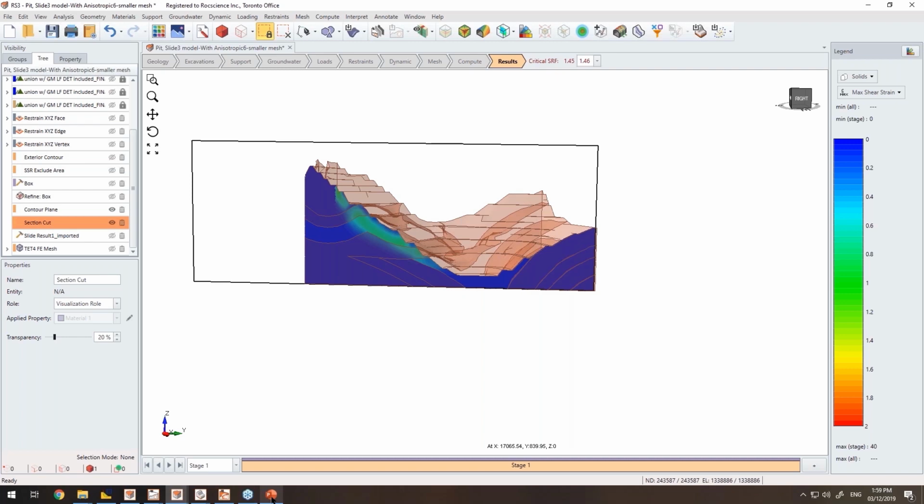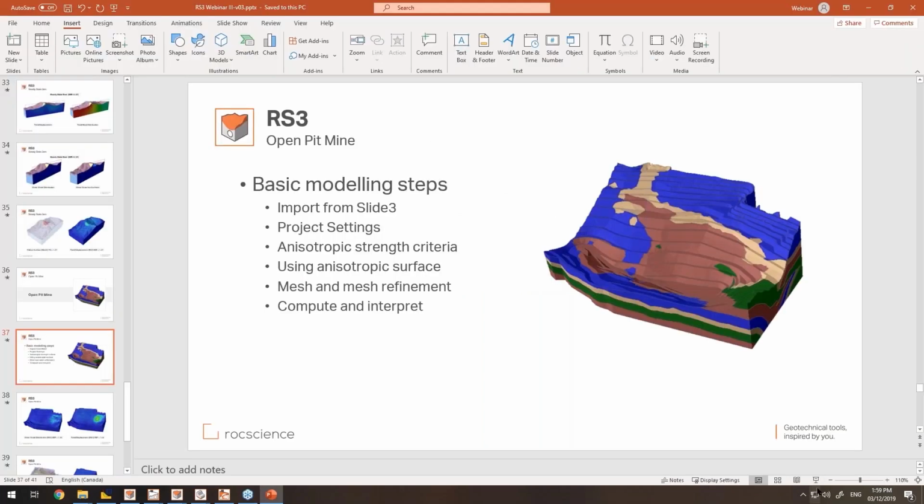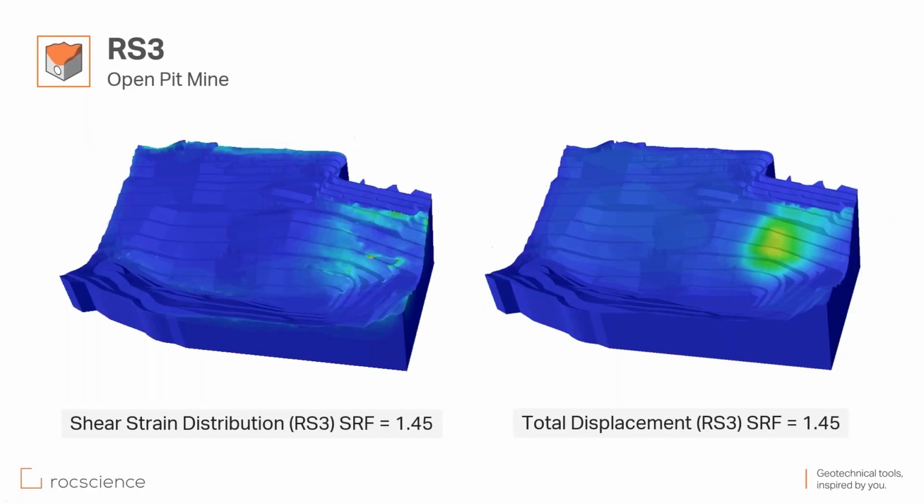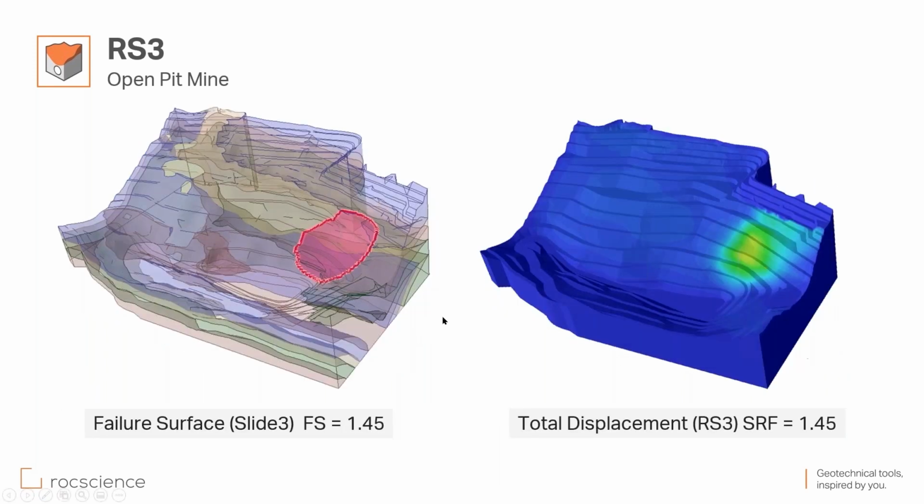Okay, let's go back to the presentation. So for this model, we have the results of the shear strength reduction method. Total displacement, maximum shear strain, we show them as a cut. We can also compare the results with the Slide software. We got exactly the same answer, the same region, the same failure mechanism, and the same factor of safety.